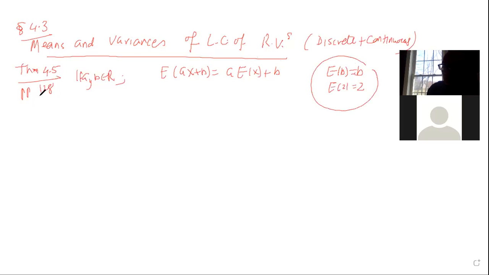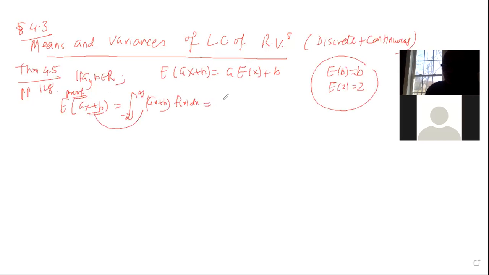Suppose I want to prove the same thing in terms of a continuous function. So I can say, proof in terms of the second part, continuous function. E of AX plus B is equal to the integral from negative infinity to infinity of (AX plus B), exactly the same as over here, times f of x dx.